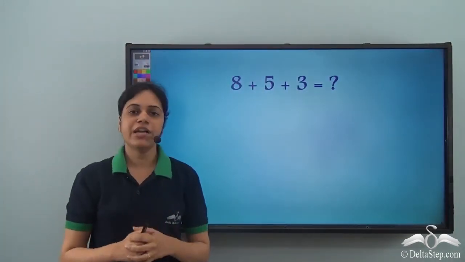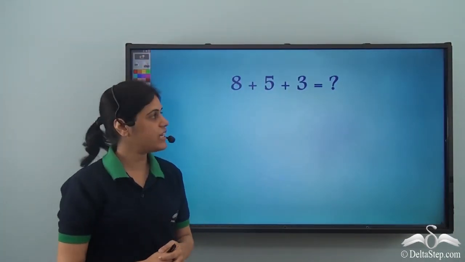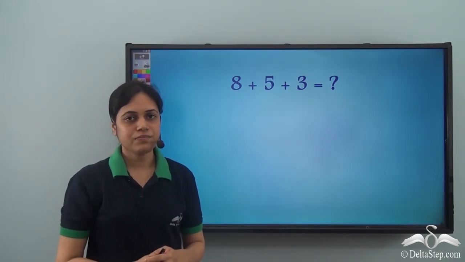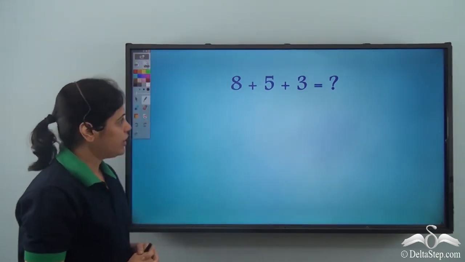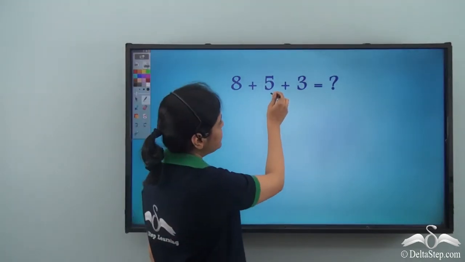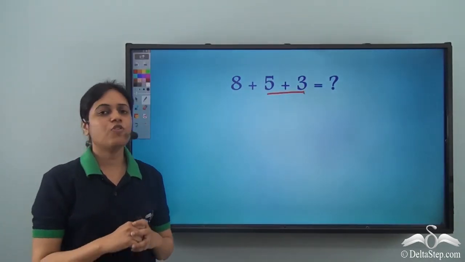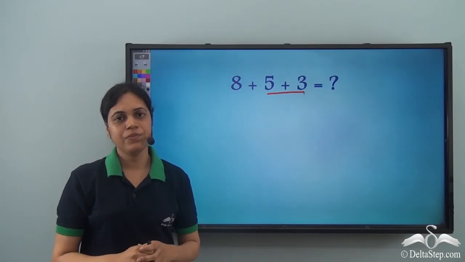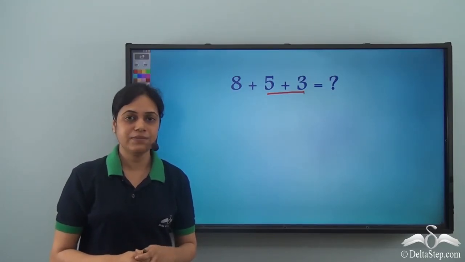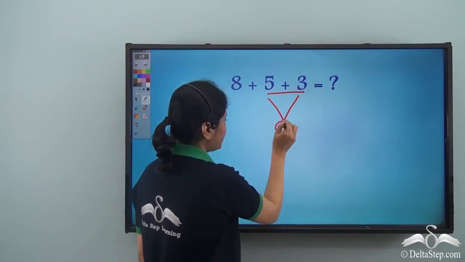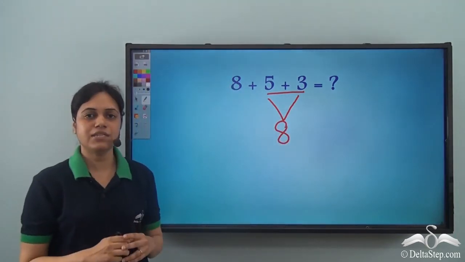So now can you try out this one on your own? 8 plus 5 plus 3. Okay, this time let us add 5 plus 3 first. So what is 5 plus 3? 5 plus 3 is 8. So 5 and 3 added together give us 8.